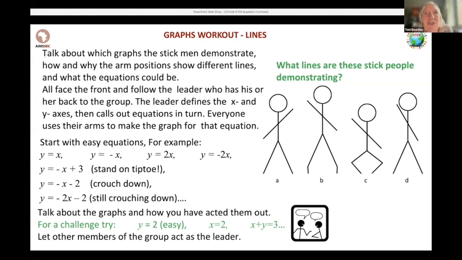For a challenge, you could try y equals 2. So that one, you put your arms out horizontally and you just go up a bit, 2 units up. This one, it doesn't matter whether you've got your back or your front, you can imagine it either way. And x equals 2 is much more difficult because we defined the origin to be where your arms join your body, right in the middle of your body there.